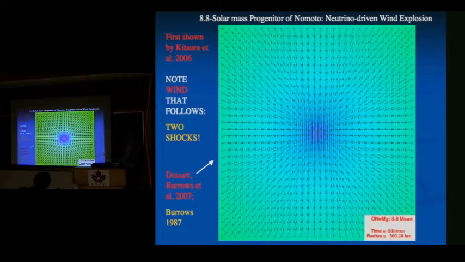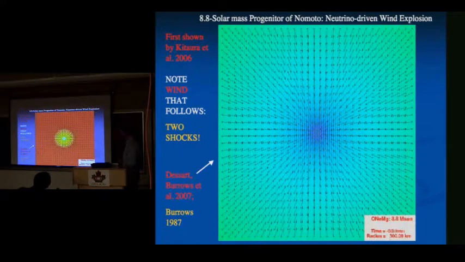This is just a low-mass massive star, 8.8 solar masses. There's the shock wave right there, and you can see it's going to repeat. You can see it blows up quite easily. It blows up basically spherically. There's no rotation in this calculation. These are velocity vectors. It's already gotten out to about 3,000 kilometers. It's going to get out further, of course.